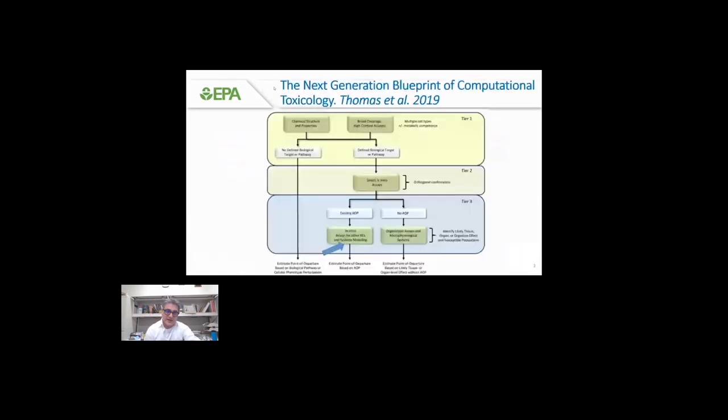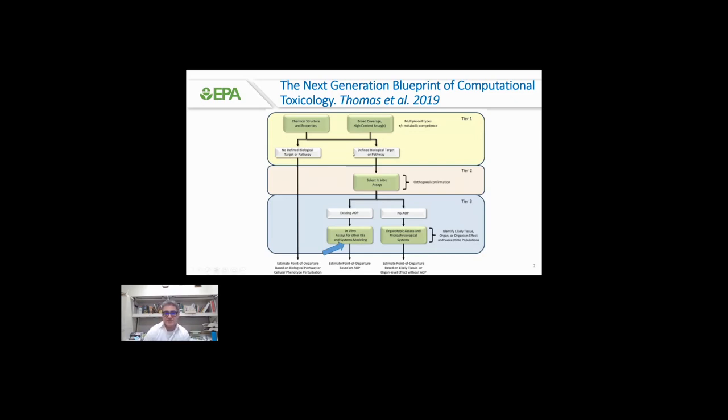But let me first start by talking about where this work falls within the overall strategy of our next generation blueprint of computational toxicology, as it was published by Rusty Thomas. So in that vision, we look at the world of chemicals and chemical exposure and toxicology in terms of three tiers. The first tier would look at broad coverage, high content assays trying to identify biological targets or pathways for chemicals that we are studying.